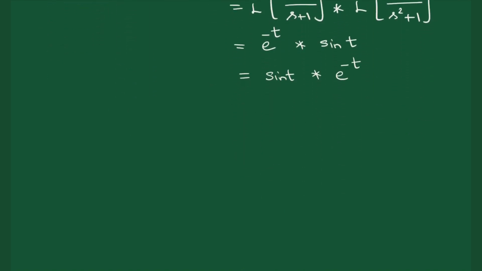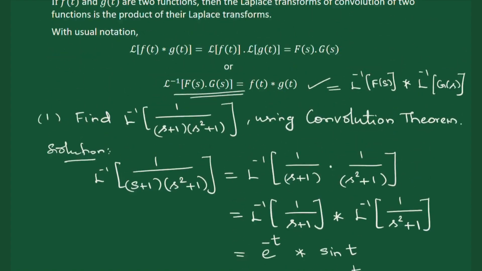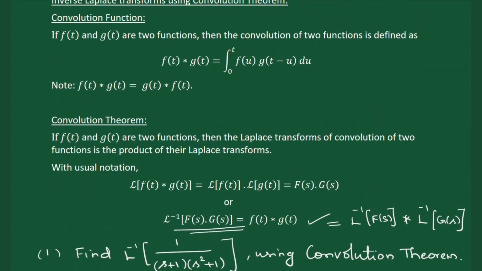So now we have to apply the definition of Laplace transform. What is the definition of Laplace transform? f of t star g of t. So if we look at the definition of convolution function, f of t star g of t is equal to integral 0 to t f of u into g of t minus u du.